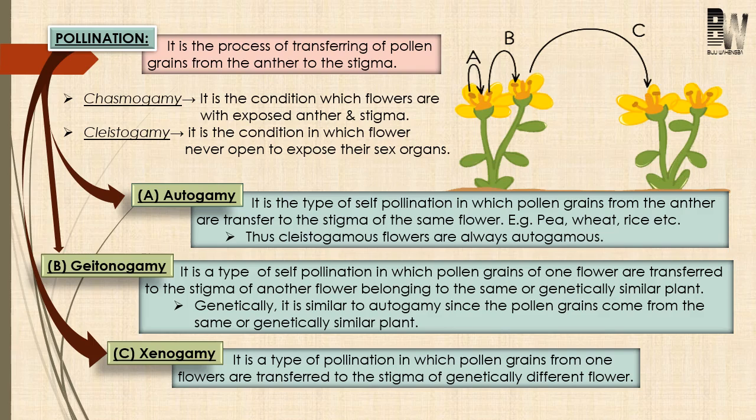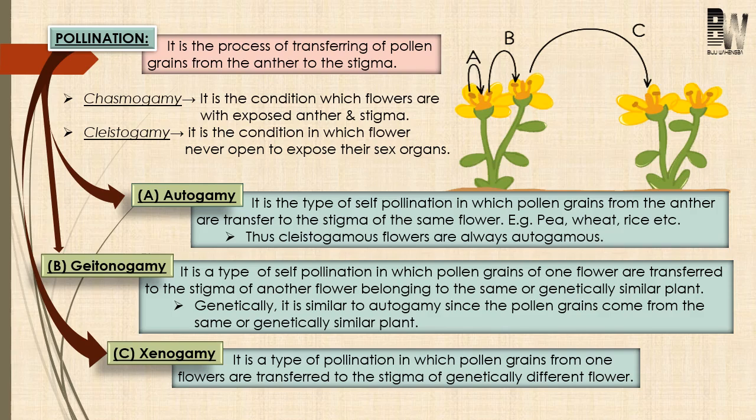Now coming to figure B. In figure B, you will find that the pollen grain is transferred from the anther of a flower to the stigma of another flower, but belonging to the same plant or a genetically similar plant. Then such a type of pollination will be known as geitonogamy. That is, geitonogamy is a type of self-pollination in which the pollen grain is transferred from one flower to the stigma of another flower belonging to the same or genetically similar plant.